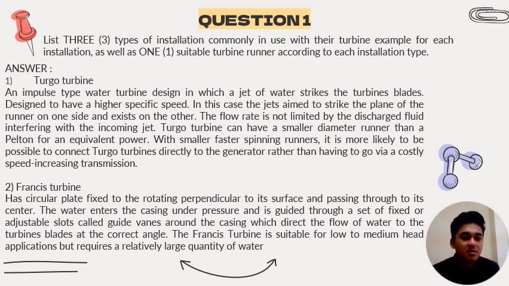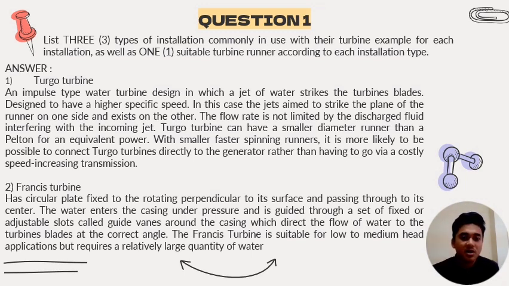For the answer, the first type is the Turgo turbine, an impulse type water turbine design in which a jet of water strikes the turbine's blades, designed to have a higher specific speed. In this case, the jet aims to strike the runner on one side and exit on the other. The flow rate is not limited by the discharge fluid interfering with the incoming jet. The Turgo turbine can have a smaller diameter runner than a Pelton for an equivalent power.